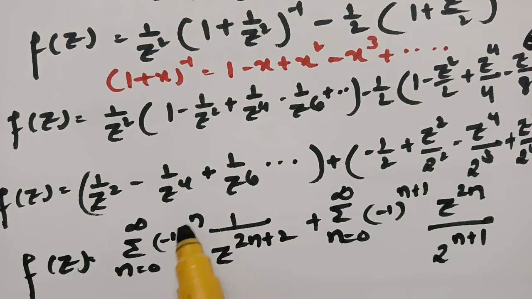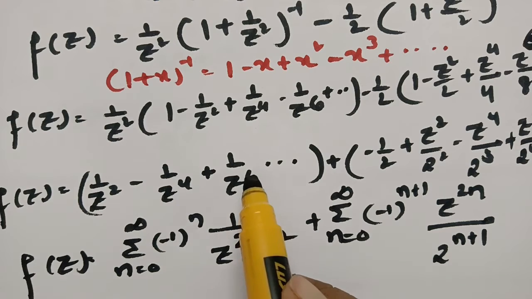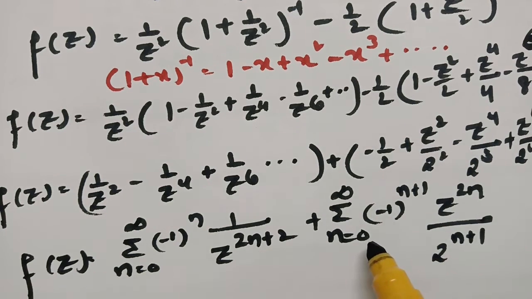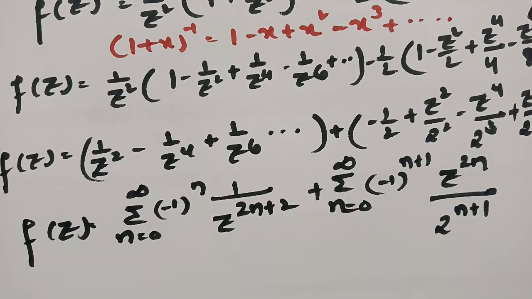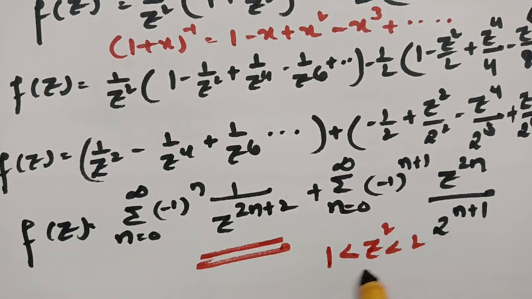So if you put n equals 0, you will get this one. If you put n equals 1, this will be 1 by z⁴. If you put n equals 2, 1 by z⁶. And likewise here also, if you put n equals 0, you will get half. If you put n equals 1, you will get z² by 2². If you put n equals 2, you will get z⁴ by 2³ and so on. So this is the final expansion using Laurent series for the region 1 less than |z|² less than 2.